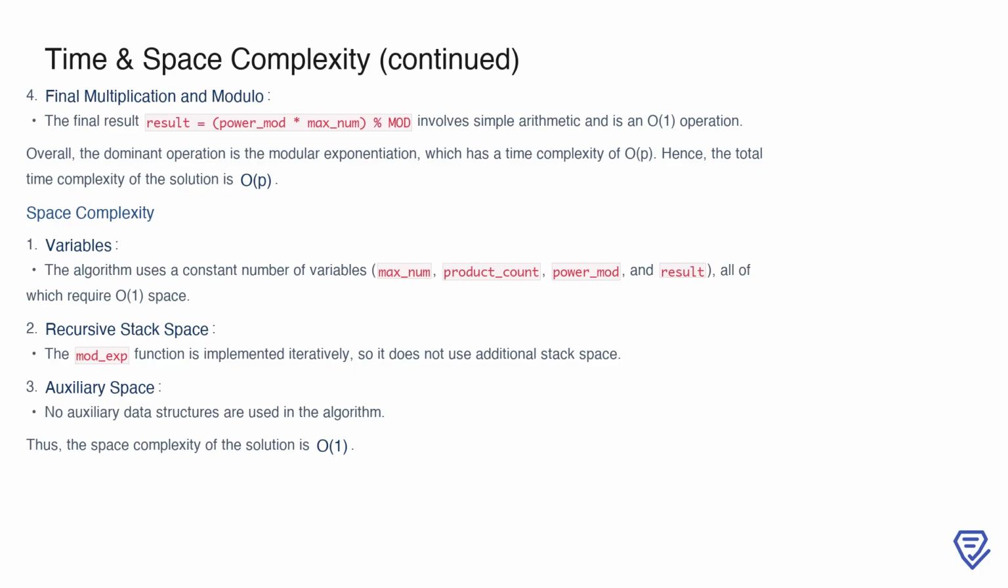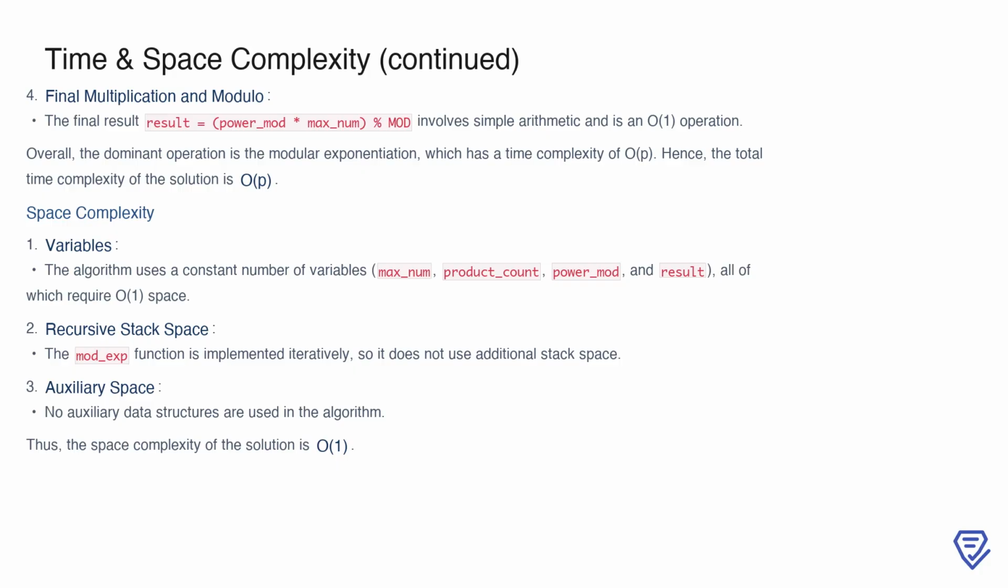This step simply involves basic arithmetic and is an O(1) operation. Combining all these steps, the dominant factor in the time complexity is the modular exponentiation, which runs in O(p). Therefore, the overall time complexity of the solution is O(p).